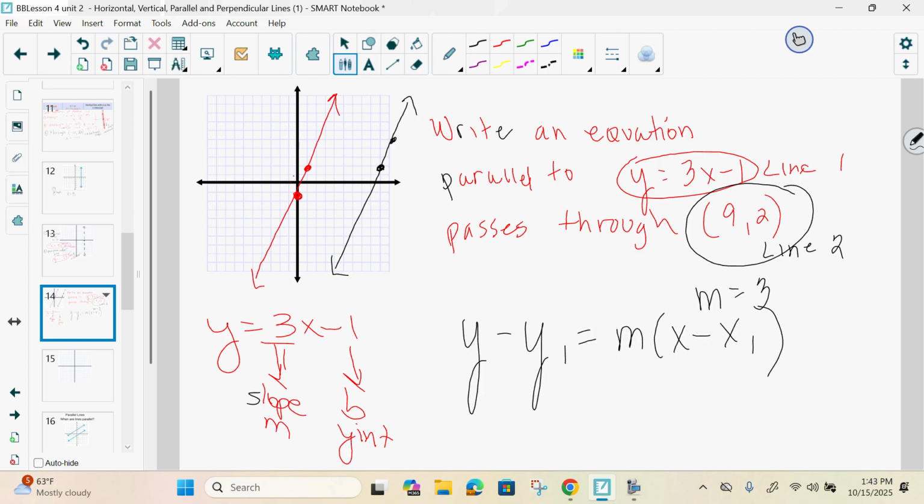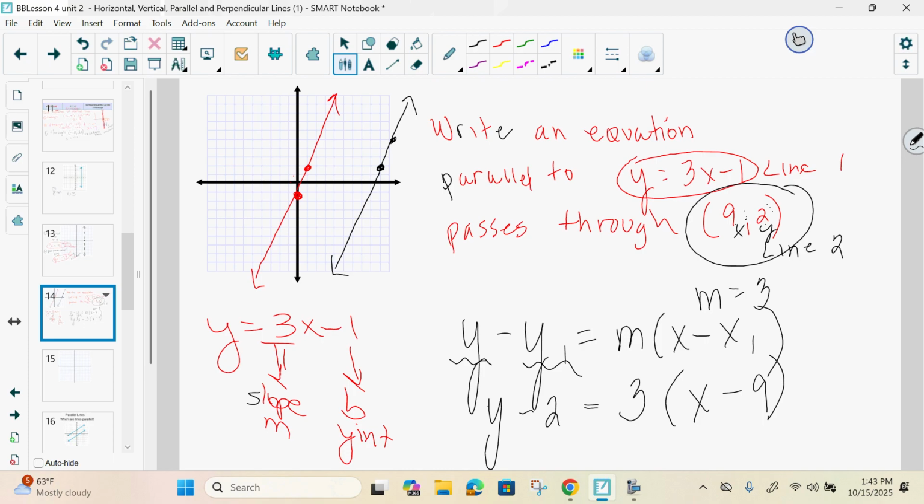So m being 3, right? I plug that in, m being 3. Caleb, where does the point go? 9, 2. Where does the point go? What variable are your points? X and Y. So which one are we going to plug them into? The y or the y1? The y1. You always plug it into the second one. So I'm going to go y minus 2 equals 3 times x minus 9.